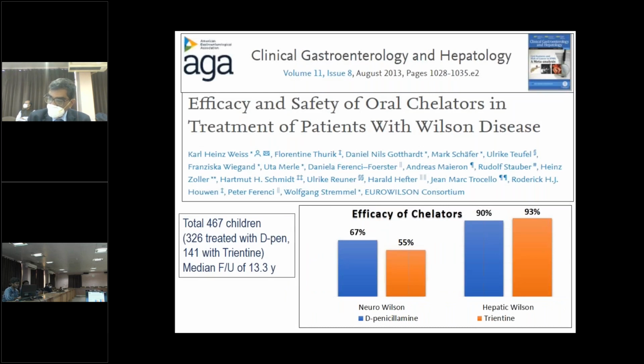This is a study by the Euro-Wilson Consortium, which had described the efficacy and safety of oral chelators. They had followed 467 children, 326 of which were treated with D-penicillamine, and 141 were treated with trientine, for a median follow-up of 13 years. So as seen, the efficacy of the chelators in hepatic Wilson is around 90%, and in neurological Wilson around 60%. And there was no significant difference noted.